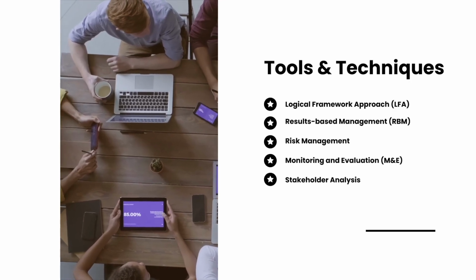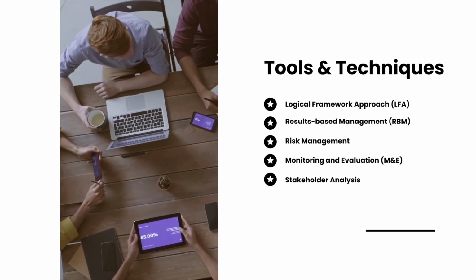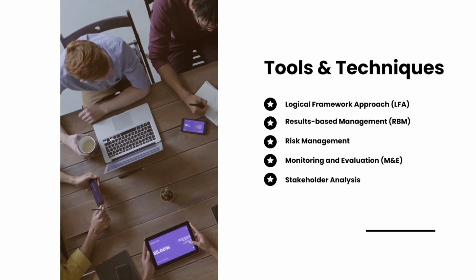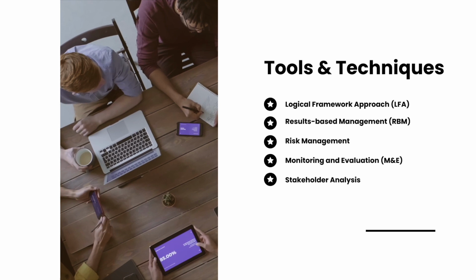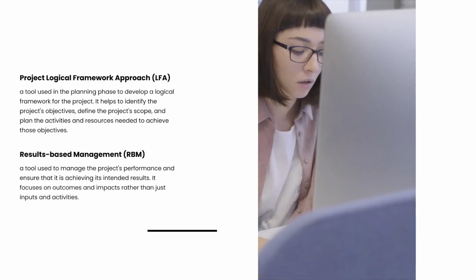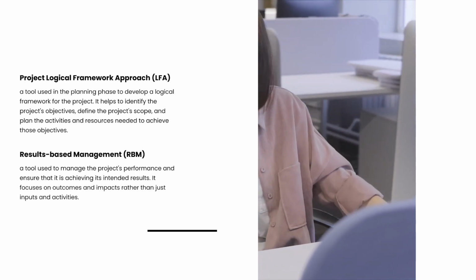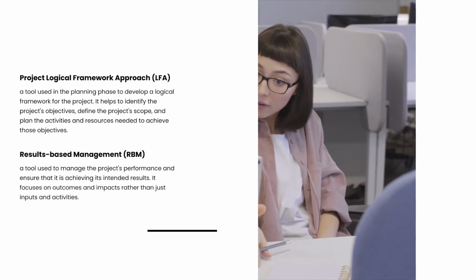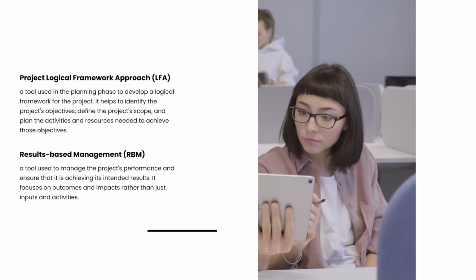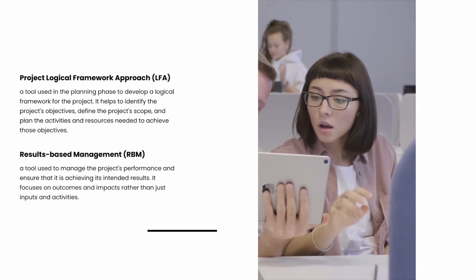There are more essential and effective project communication tools, including the logical framework approach, results-based management, risk management, stakeholder analysis, and M&E tools, which stands for monitoring and evaluation. The logical framework approach is a tool used in the planning phase to develop a logical framework for the project. It helps to identify project objectives, define the project scope, and plan activities and resources needed to achieve those objectives.